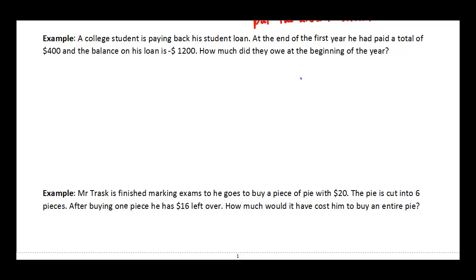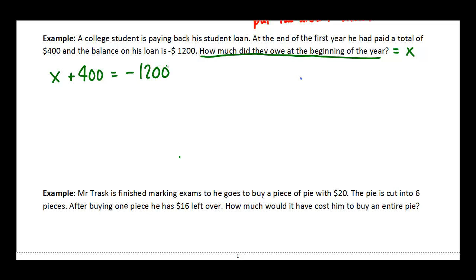So we're looking for how much the college student owed at the beginning of the year. I'm going to call that X, which is the amount of money owing. So at the beginning of the year, they owed X dollars. During that time, they paid back 400, so plus 400. And that is where they ended up, at the end of the year, still owing minus 1,200.